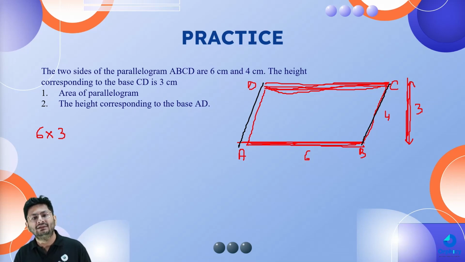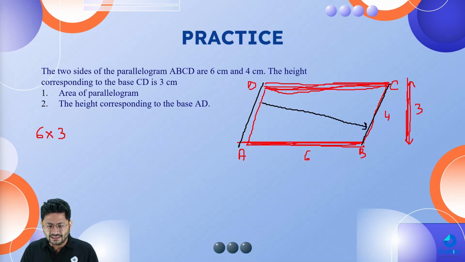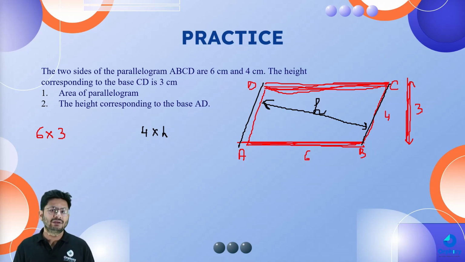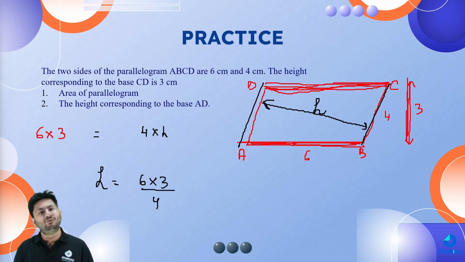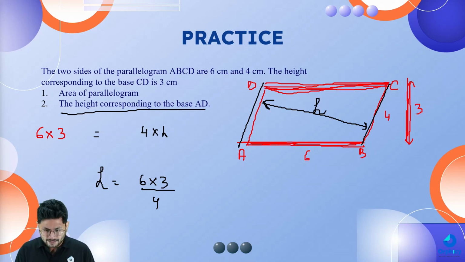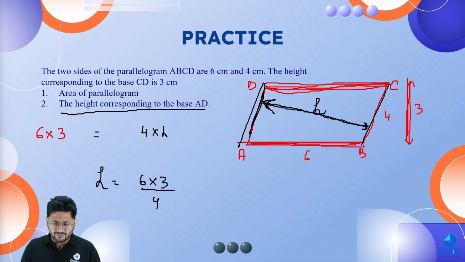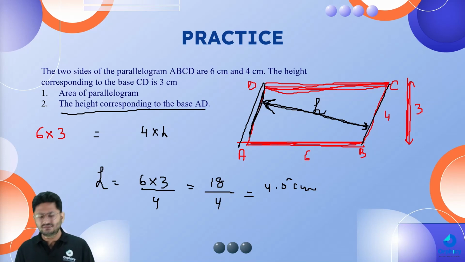In that case, the height would change and it would be the distance between the parallel sides BC and AD. That means I will need this height. Let's call this height h. So I can say that the area of the parallelogram should be equal to 4 into h. But we are talking about the same parallelogram, so there cannot be different areas. It means that both areas should be the same. So the height will be 6 into 3 divided by 4. What the question asked was the height corresponding to the base AD, and we have found it: h is equal to 18/4, which is equal to 4.5 centimeters. This kind of question can also come in your exam.